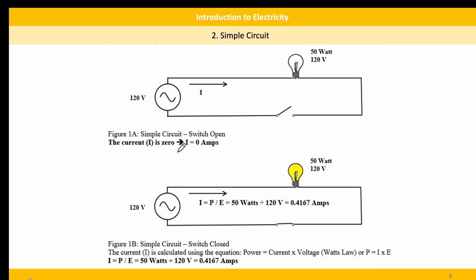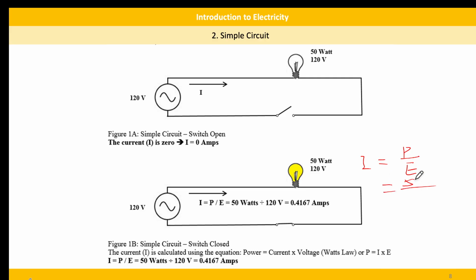And then let's see a simple circuit. We have a battery, which we can assume is an electrical battery, and a lamp. This is an open circuit, an open loop. The switch is open, so the current is 0. If the switch is closed, the lamp is on, and then how much current goes through the circuit? We can use I equals P divided by E.